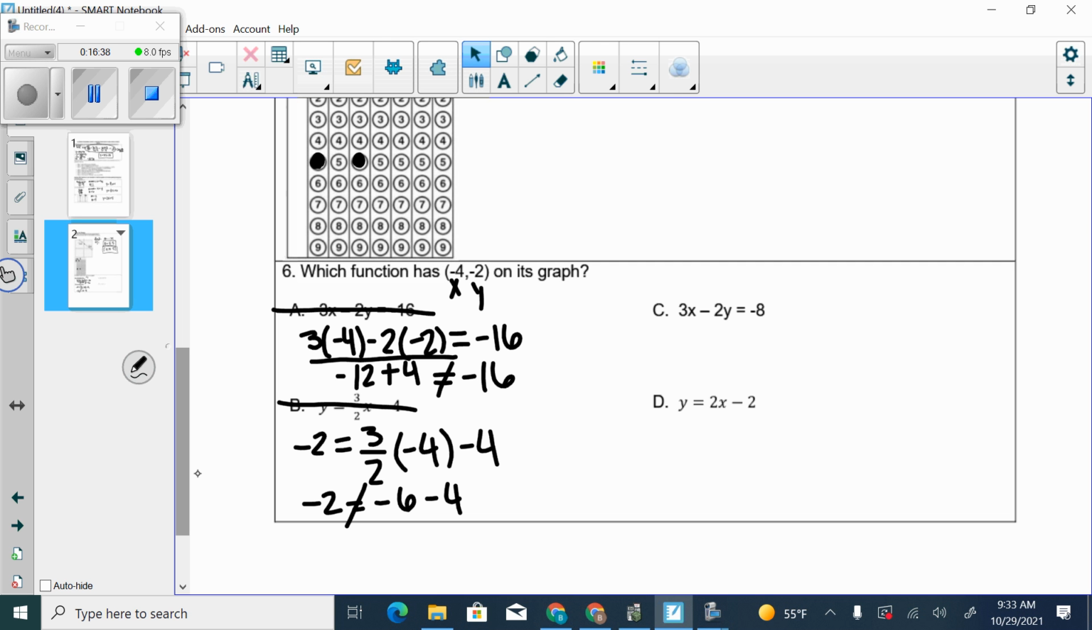So we move on to answer choice C, which would be 3 times -4 minus 2 times -2 equals -8. So I got -12 plus 4 equals -8. Well, -12 plus 4 is -8, so we found the one that works. And you could check answer choice D the same way.